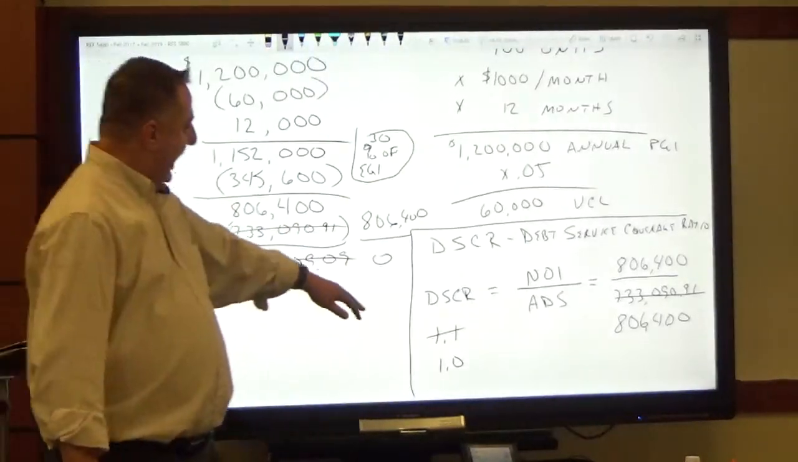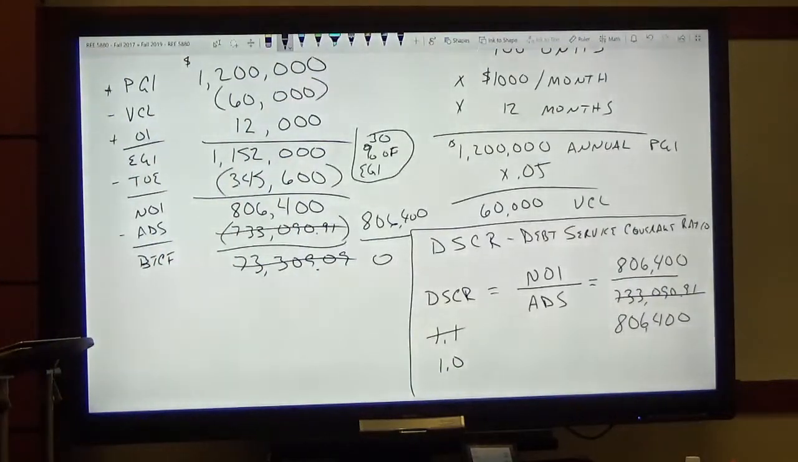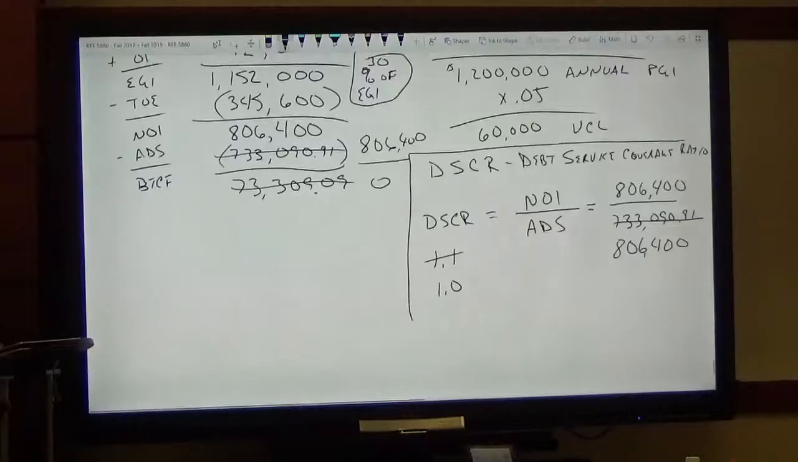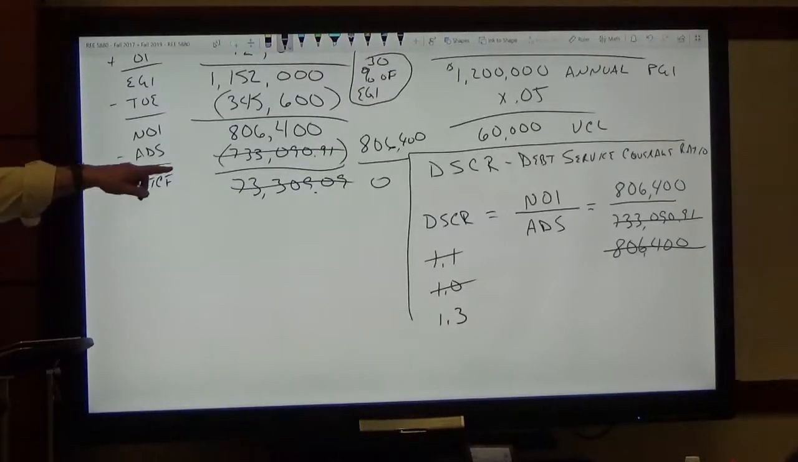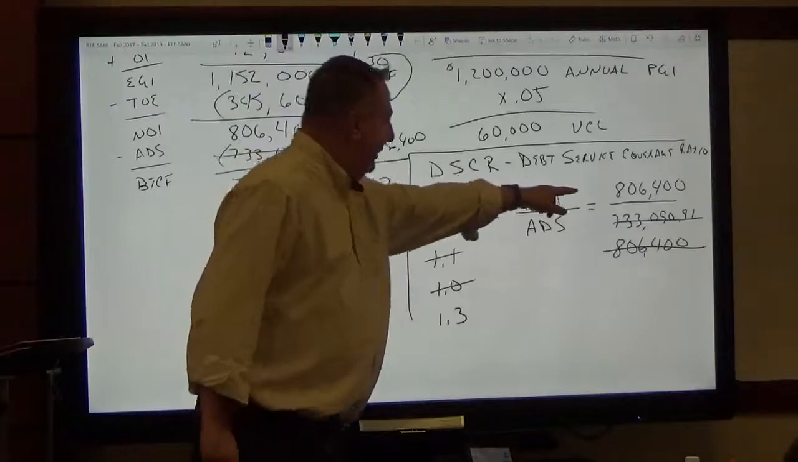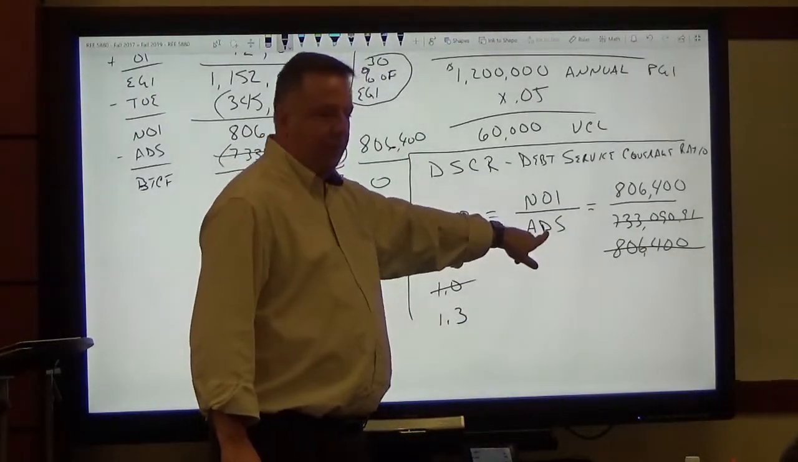And so as that number escalates, that's going to make a big difference in what they're going to ultimately be willing to lend you. So let's just say that we make it a 1.3. All right? How are you changing percentages to ratios? All you're doing is taking the 806,400 and mathematically dividing by the debt service coverage ratio, and that's going to give you your annual debt service.